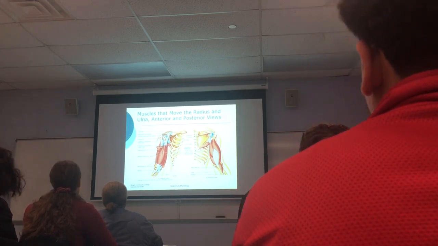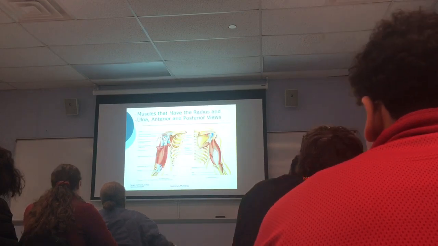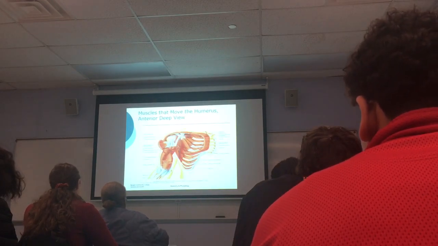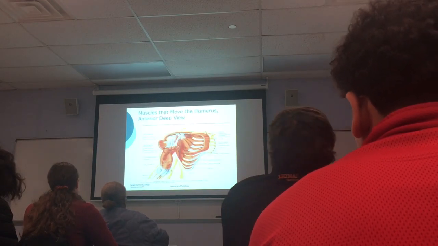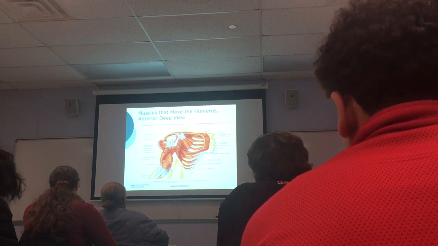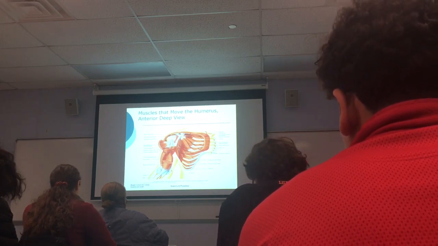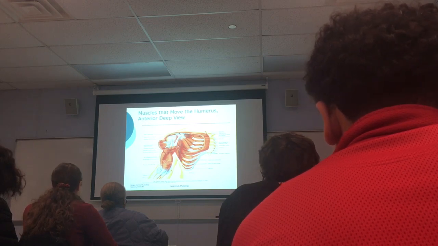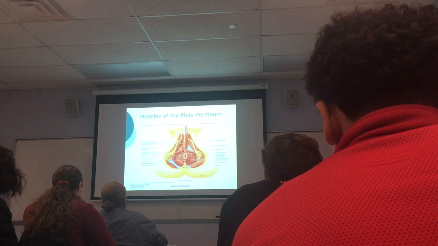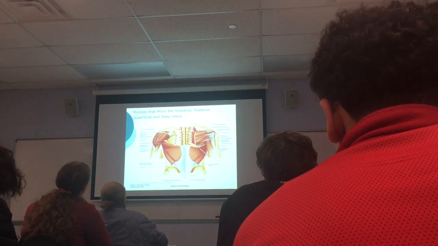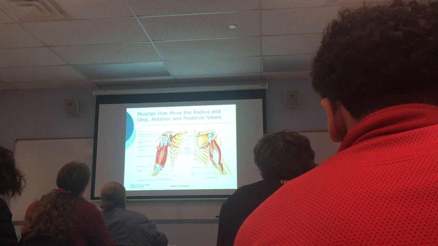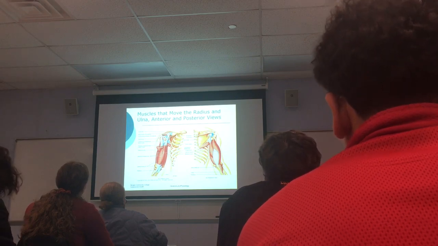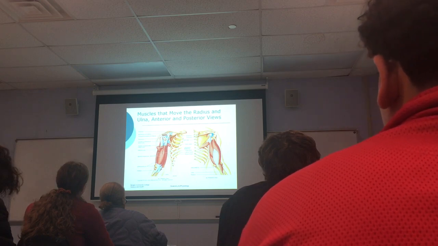Okay? Underneath the biceps brachii muscle is the brachialis muscle. The brachialis muscle originates at the humerus and inserts in the ulna. Okay, it's going to insert in the ulna here. It strictly does flexion. So the biceps brachii and brachialis muscle flex the forearm at the elbow joint.